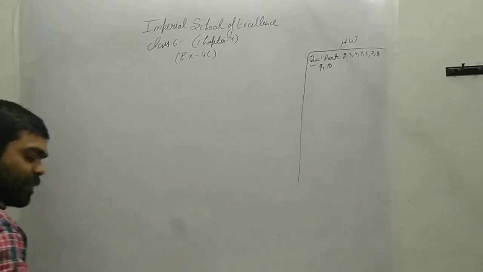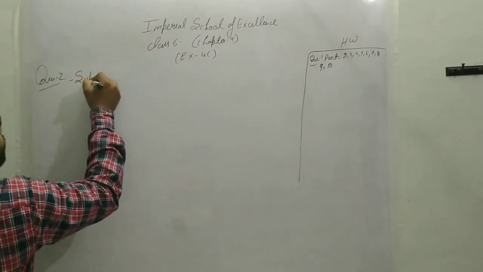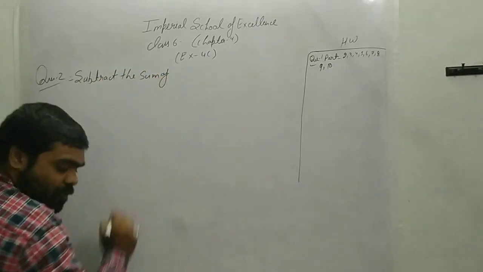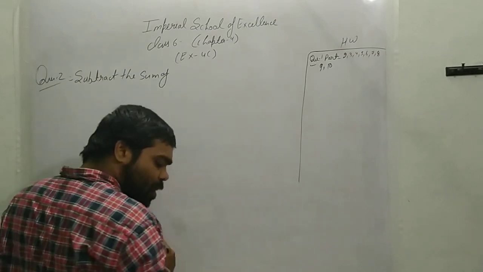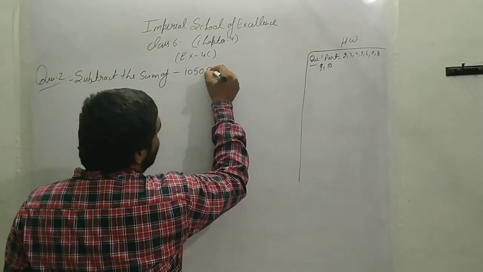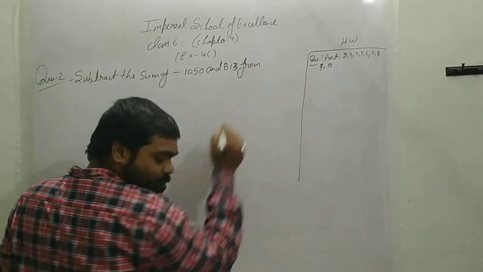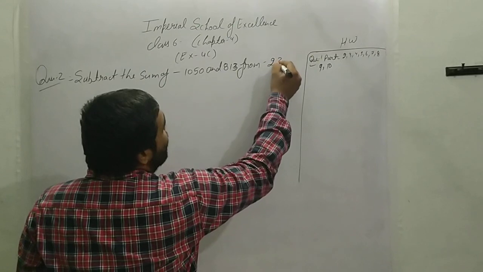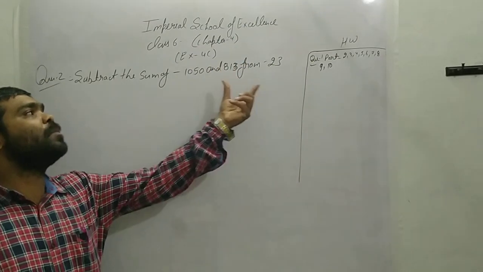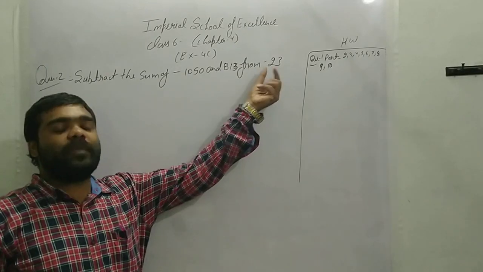Question number second is given, subtract the sum of minus 1050 and 813 from minus 23. It means you have to subtract the sum of 1050 and 813 from minus 23. You have to add these two numbers. After that whatever the answer would become, you have to subtract from this.